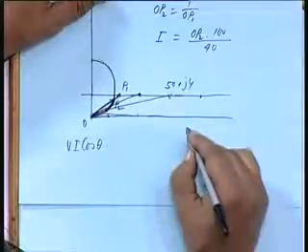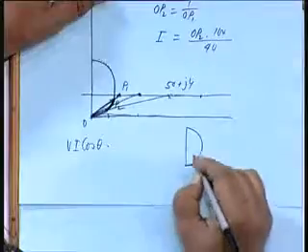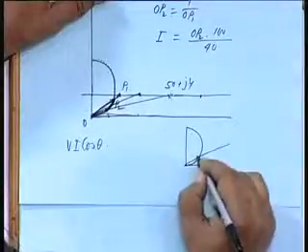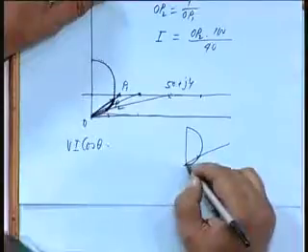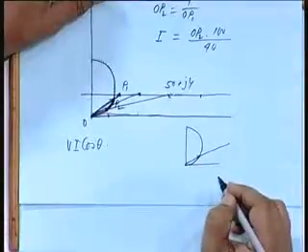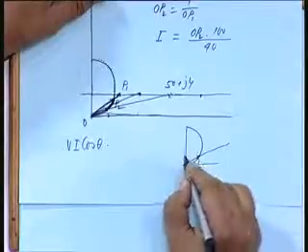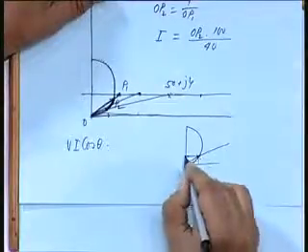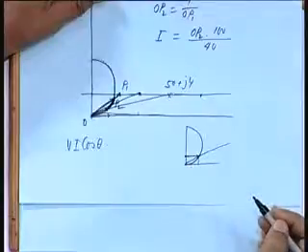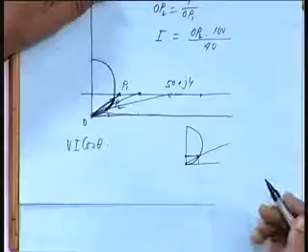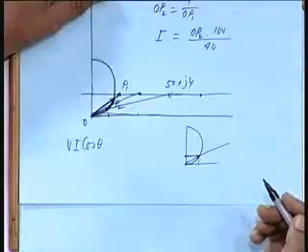Yes, this is our semicircle. Suppose for any position, this is the current. Then what is I cos theta? This one, is it not? So measure of this distance multiplied by voltage 100, is it all right?